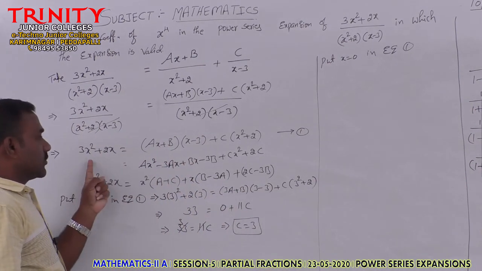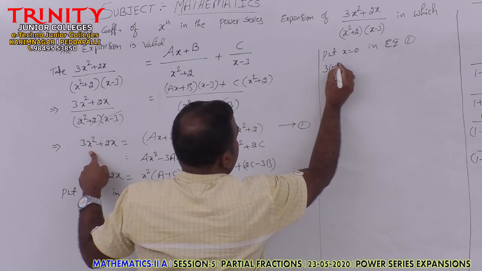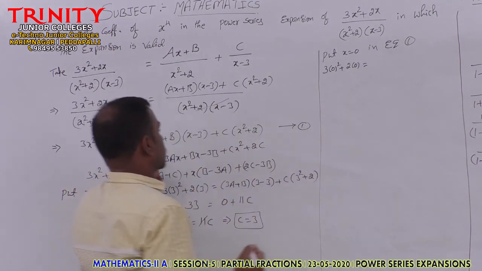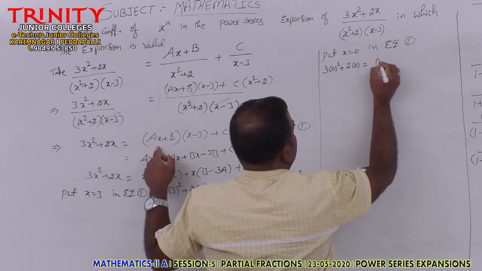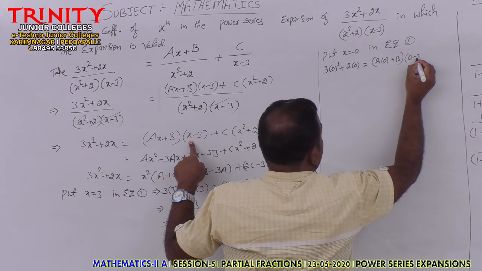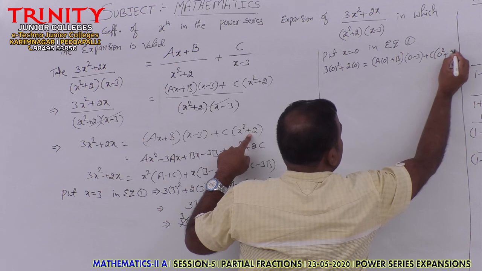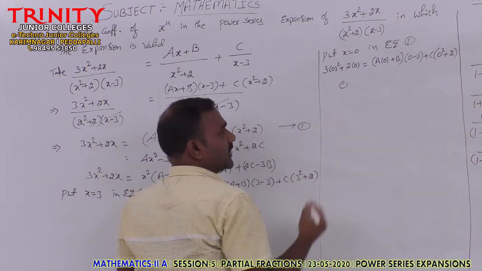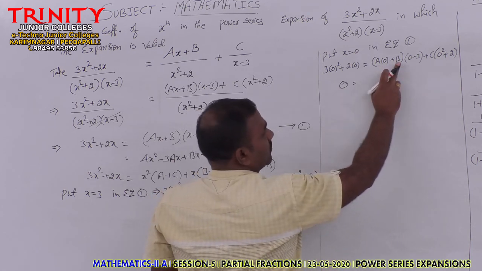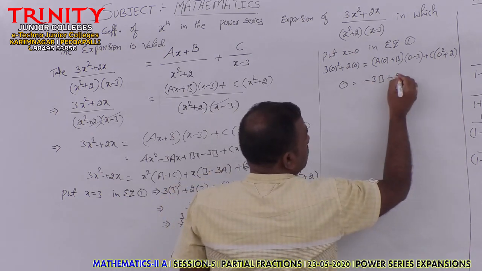Substitute, put x is equal to 0 in this: a into left side 3 into 0 square plus 2 into 0 is equal to, on the right side, a into 0 plus b into 0 minus 3 plus c of 0 square plus 2. Left side total, it is 0. Right side a into 0 is 0. b into minus 3, that is minus 3b plus 2c.